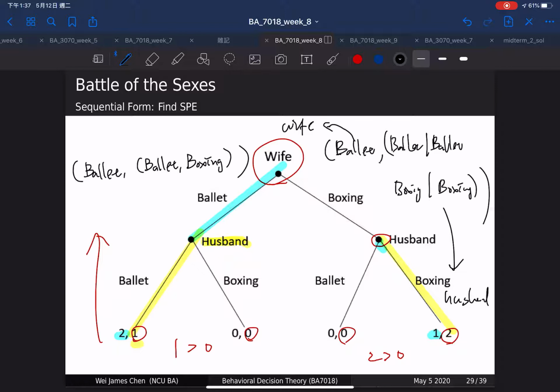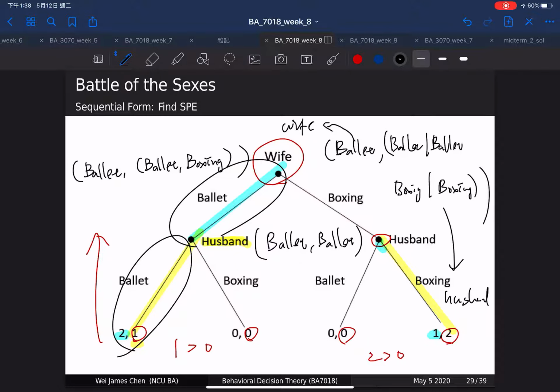I will understand what you're writing. Okay? But it is not okay for you to write this. You might want to say, okay, so the result is that they both choose ballet, right? But that's not the definition of equilibrium.